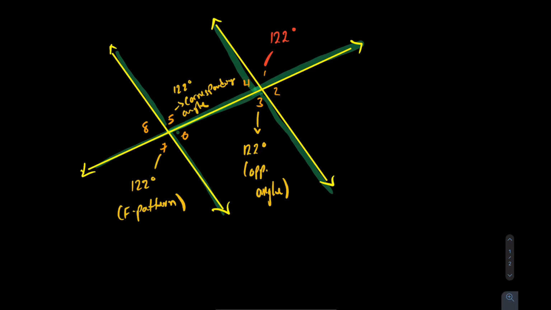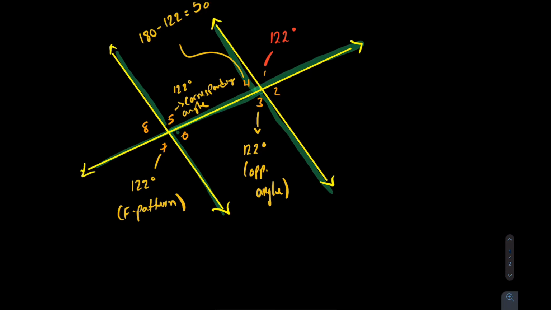All right, how can we find out 4 here, though? Well, 4 has to be supplementary to 122, or this number 1. So 180 minus 122 is going to equal 4. So what's 180 minus 122? Well, 180 minus 120 would be 60, so 180 minus 122 is going to be 58. And then, hey, this one's 58.